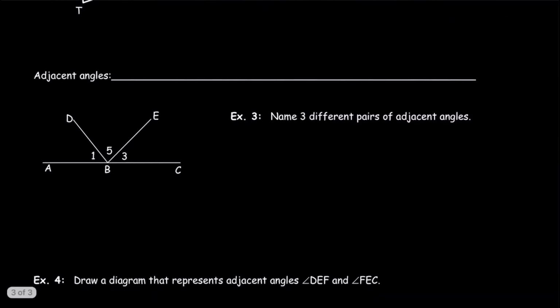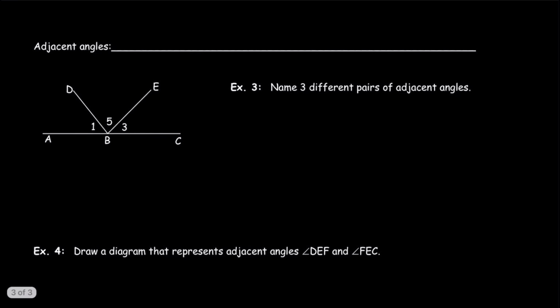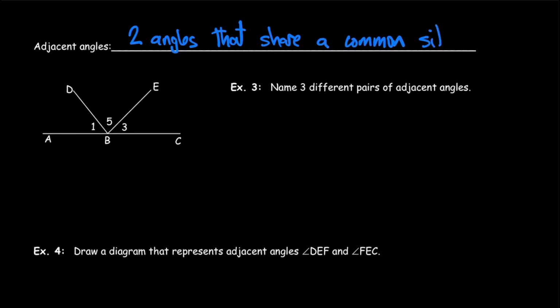All right, last part of the lesson, adjacent angles. Adjacent angles are basically 2 angles that share a common side. So adjacent means next to, basically. So in this diagram here, name 3 different pairs of adjacent angles.